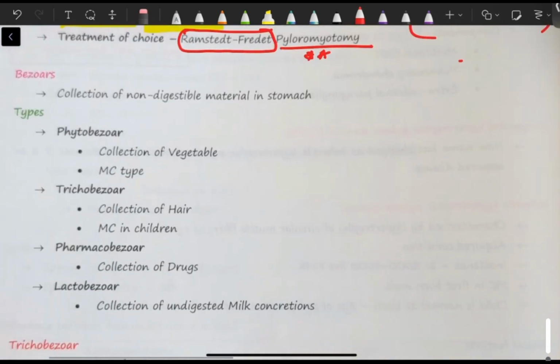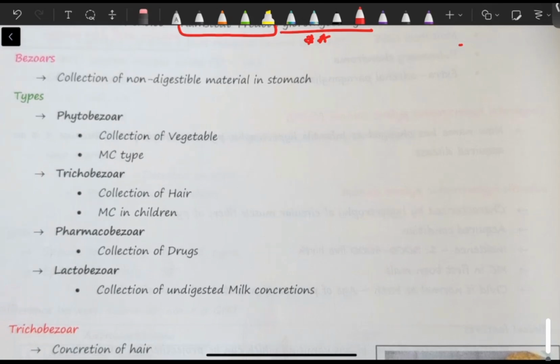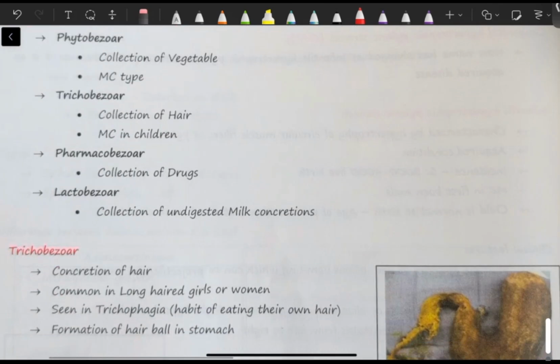Next, coming to a rare condition related to stomach pathology, that is bezoars. These are nothing but collections of non-digestible materials in the stomach. This can be attributed to psychiatric conditions, or it can be because of some stomach pathology also. We'll be studying that.